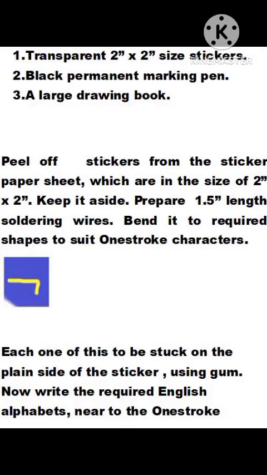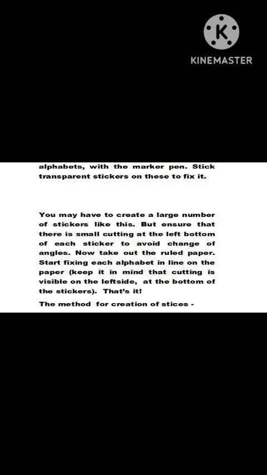Peel off stickers from the sticker paper sheet, which are in the size of 2 inches by 2 inches. Keep it aside. Prepare 1.5 inches length soldering wires. Bend it to required shapes to suit One-stroke characters. Each one of these is to be stuck on the plain side of the sticker using gum. Now write the required English alphabets near to the One-stroke alphabets with the marker pen. Stick transparent stickers on these to fix it. You may have to create a large number of stickers like this, but ensure that there is a small cutting at the left bottom of each sticker to avoid change of angles.